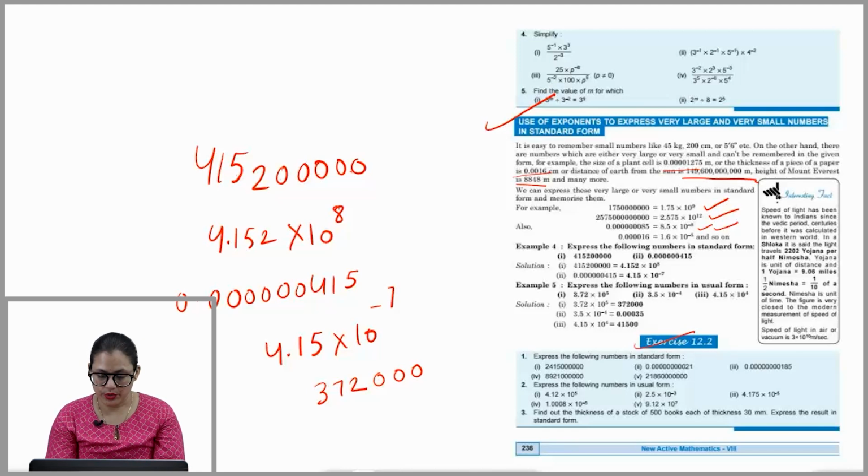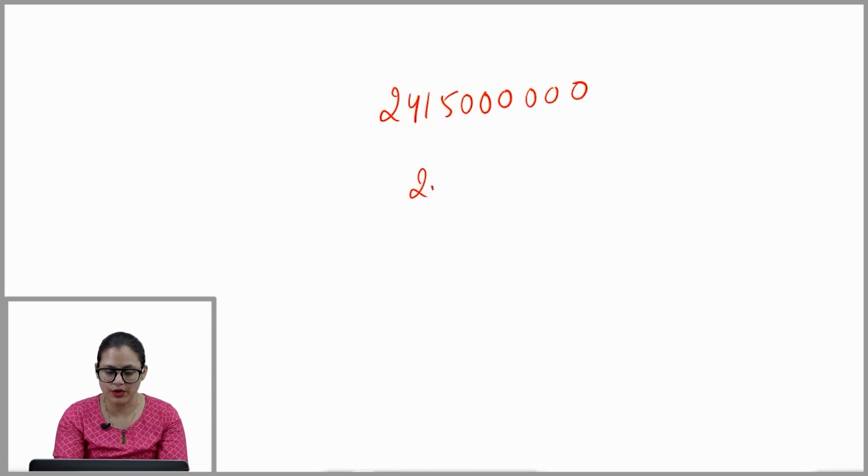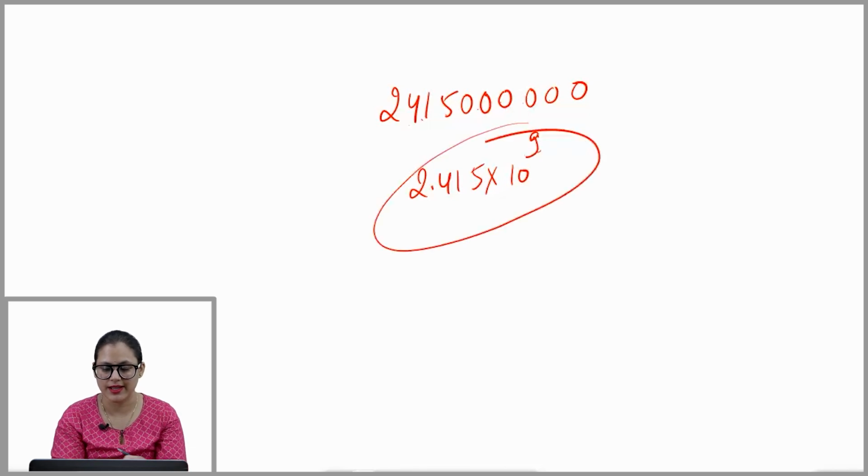See, you have to express this in standard form. So 2, 4, 1, 5, and then there are 6 zeros. 1, 2, 3, 4, 5, 6. So 2.415 into 10 raised to the power how much? 1, 2, 3, 4, 5, 6, 7, 8, 9. So 10 raised to the power 9.